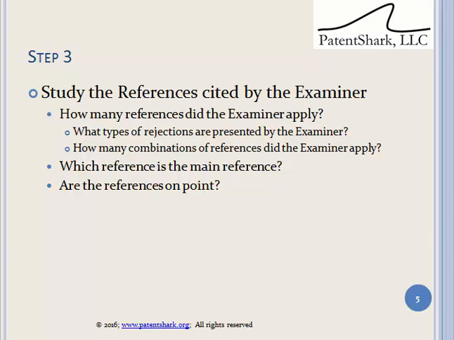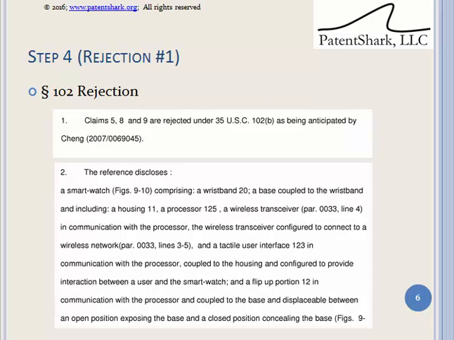Additionally, after careful review, it seems that all the references are on point. In other words, they were all properly applied in disclosing the features of the claims of the present invention. Now, let's look at every rejection in detail. Let's briefly discuss the first rejection applied by the examiner.